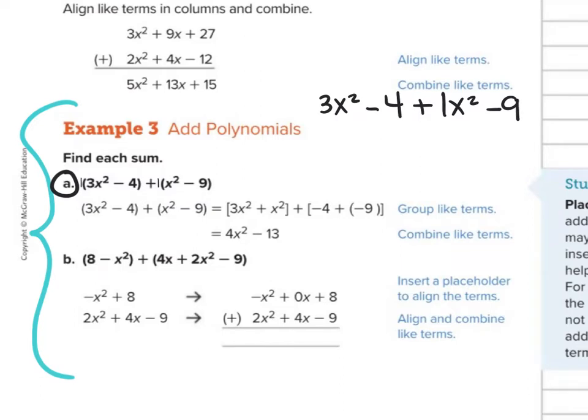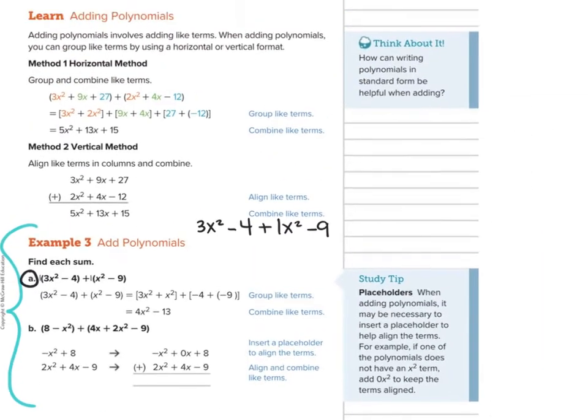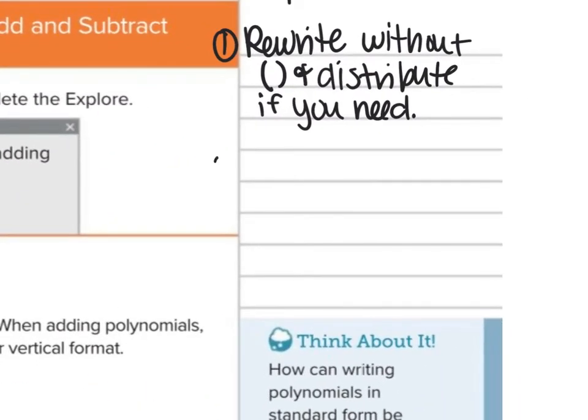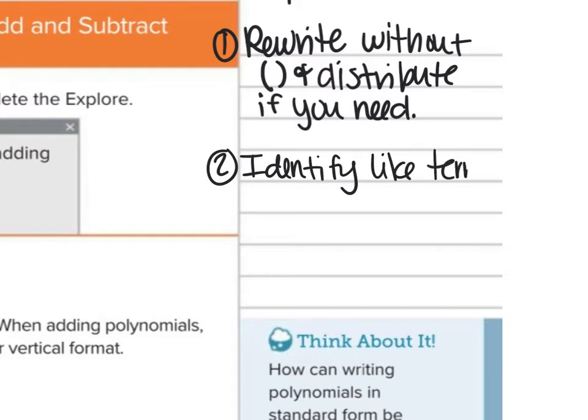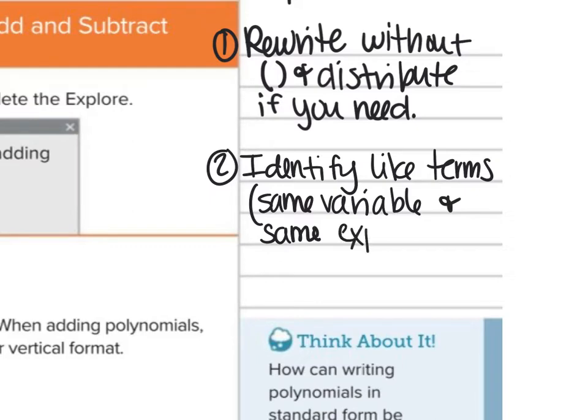Okay, your second step is identify like terms. Like terms must have the same variable, so the same letter, and the same exponent. So like x to the third and x to the second are not like terms. So I'll give you just a second there and then we'll try that.